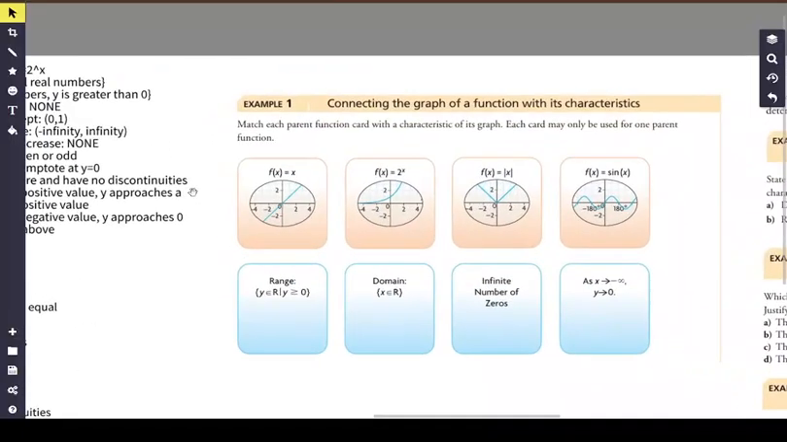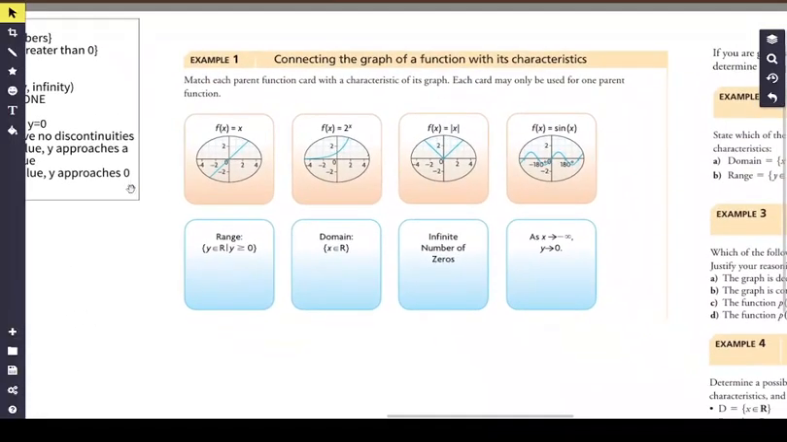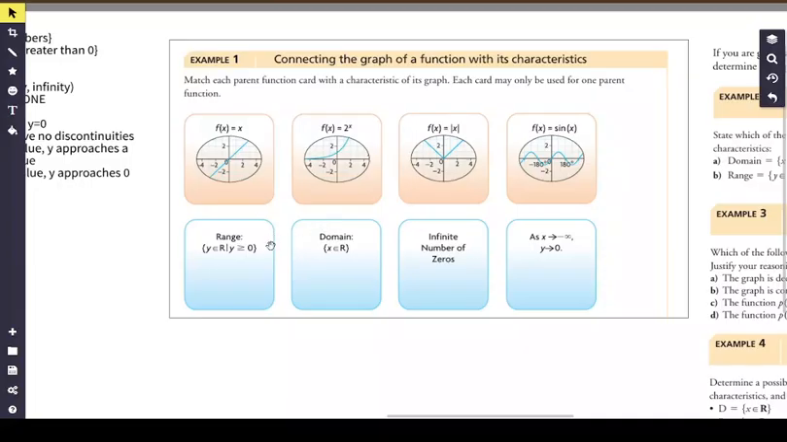Now let's connect the graph of a function with its characteristics. So let's see. Let's talk about the characteristic first. So range will have y is greater than 0. Which one of these matches that? Well, we see both of these match it. So we cannot conclude anything from this. So let's move on to this.